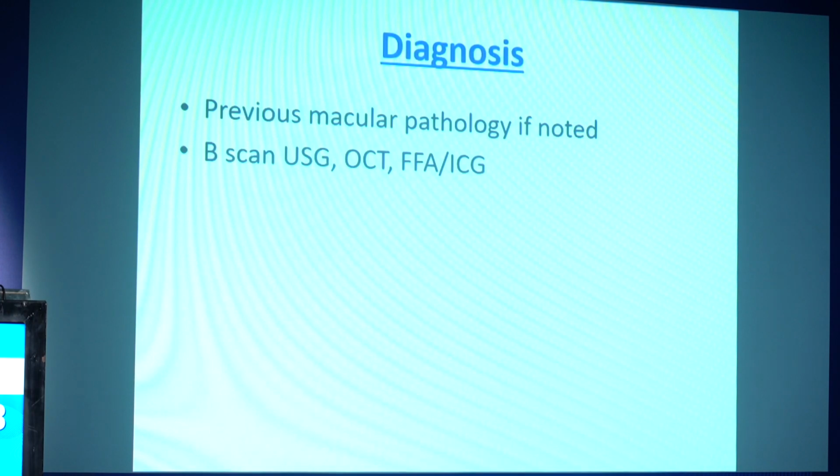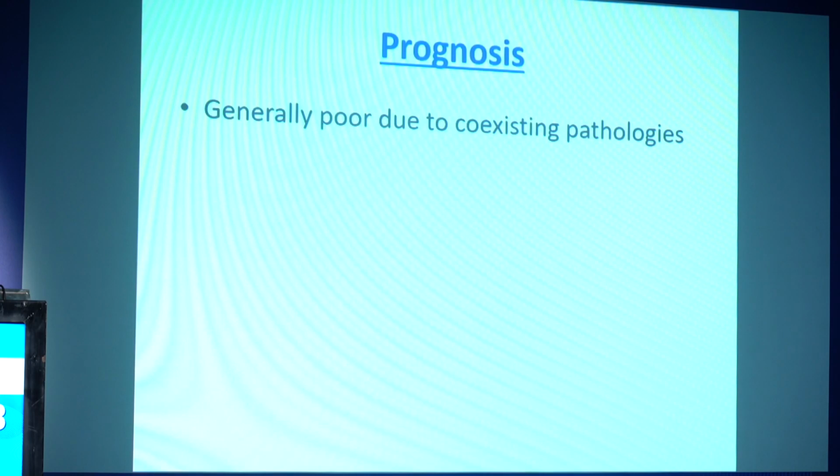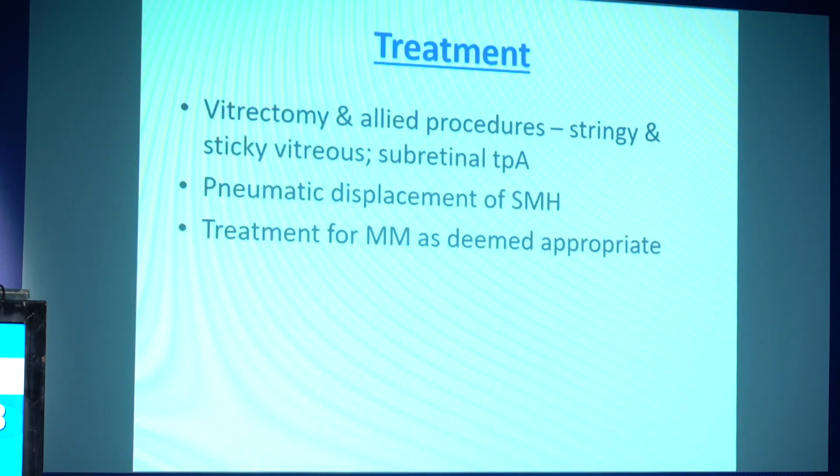So the diagnosis is broadly based on the preceding history. If it is available, it will be very handy in such patients, and then we have to seek recourse to investigative modalities in the form of ultrasound, B-scan, OCT, FFA, and ICG. So this is an ultrasound picture of a patient who has had a vitreous hemorrhage due to a macular bleed, submacular bleed. The prognosis in these patients is generally poor, as can be imagined, due to the coexisting pathologies, and the treatment would consist of vitrectomy and allied procedures.